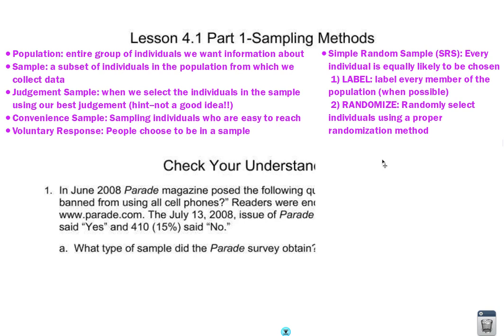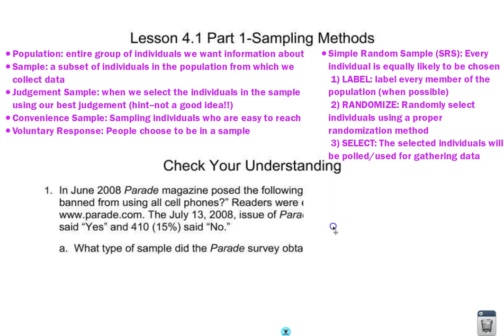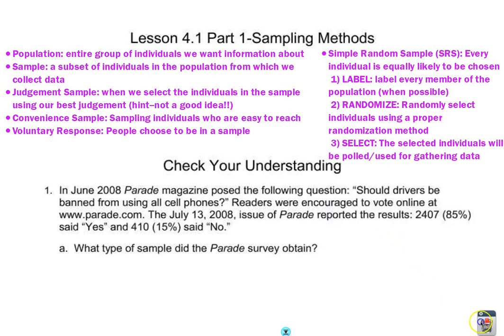If we wanted to, I could put all 2,600 names in a hat and then draw 100 names out of the hat. That also works. It's just not very time friendly. And then the last step is the selected individuals who will be polled or used for gathering data. So out of the people that you chose in step 2, those are the people that get whatever survey or whatever sampling thing that we're working on.